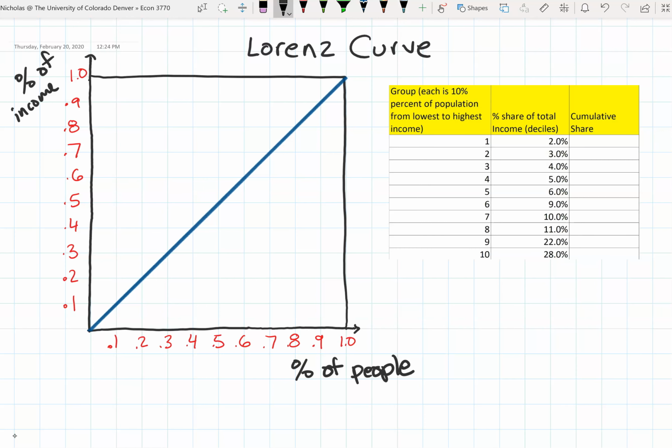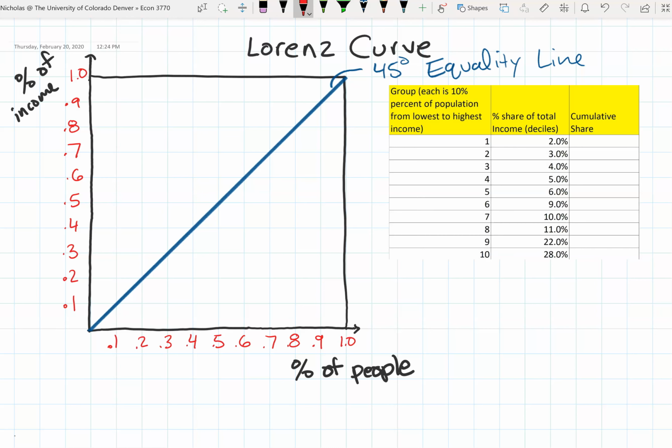Okay. This blue line is the 45-degree line, and that is equality. This is the equality line. So along that line, the percentage of people and the percentage of income are equal. So the first 10% of people own 10% of the income. The second 10% own 10% more, and so on. Okay, so that's the idea of that. And so our graph is going to show, well, the further away we are from that visually, then the further we are from being equal.